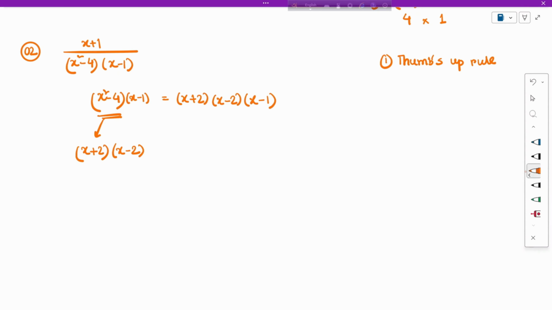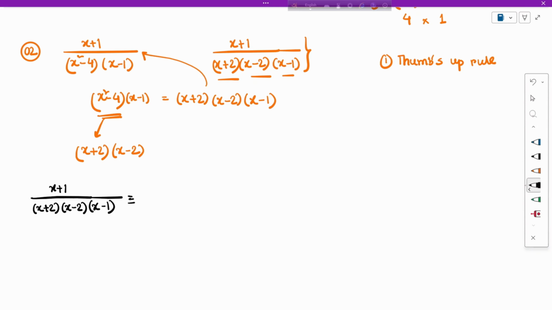So now if we input that into this expression, our expression becomes x plus 1 divided by (x plus 2)(x minus 2)(x minus 1). With this expression, we know that this is going to follow the thumbs up rule because these are all linear factors and we can easily calculate with them. So let's solve this question with the thumbs up rule.